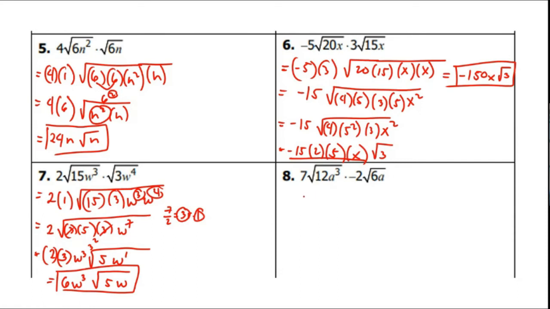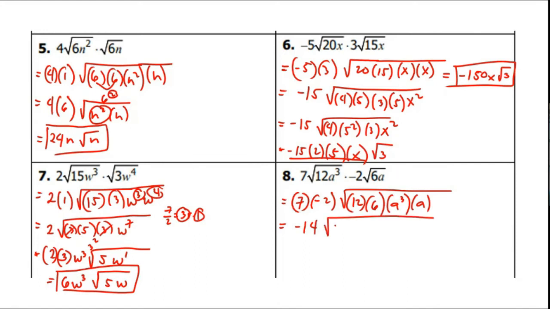Now, number 8, we will multiply 7 times negative 2 square root of 12 times 6 a raised to 3 times a. Simplifying, we will have negative 14, and 12 is the same as 2 times 6 times 6, and you will have a raised to 4.